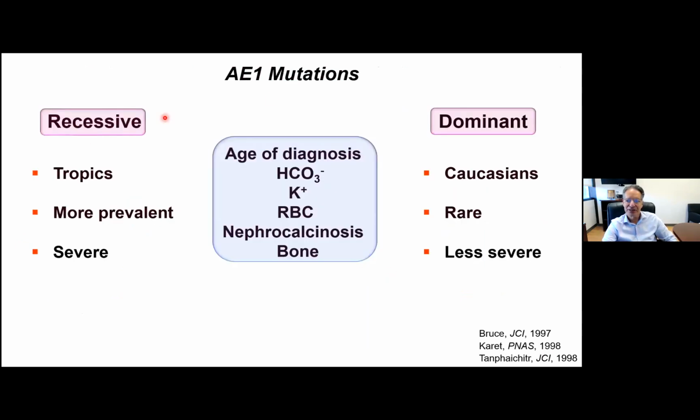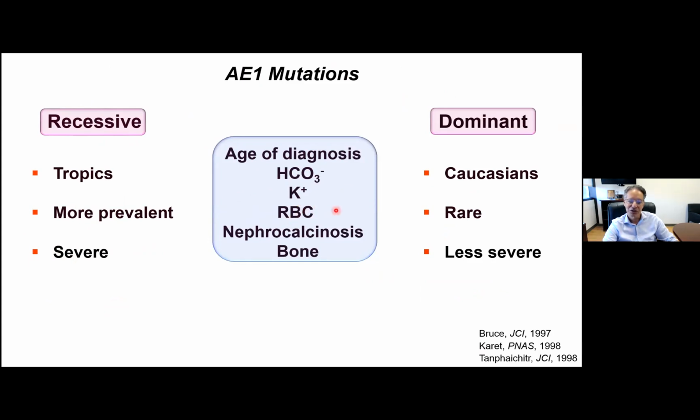And this can be either recessive or dominant. The recessive patients tend to be in the tropics, not North America. It's more prevalent there, and the phenomenology is more severe. And by severe, I'm talking about the age of diagnosis is younger. They have a more severe metabolic acidosis. They have more severe hypokalemia.